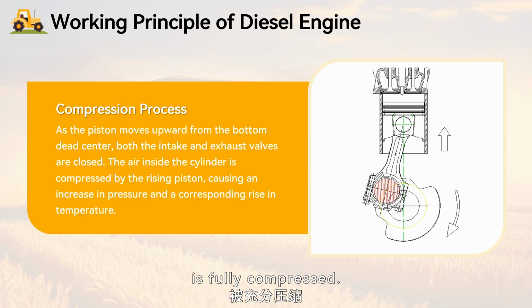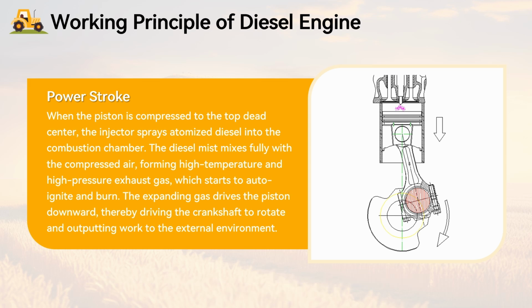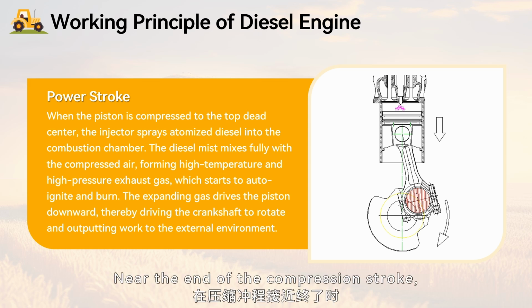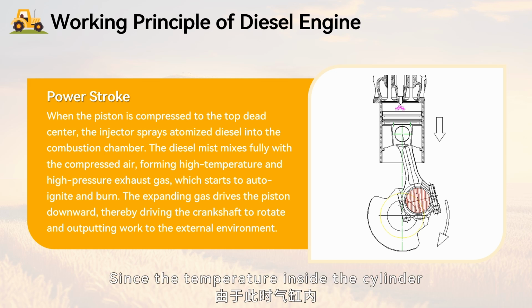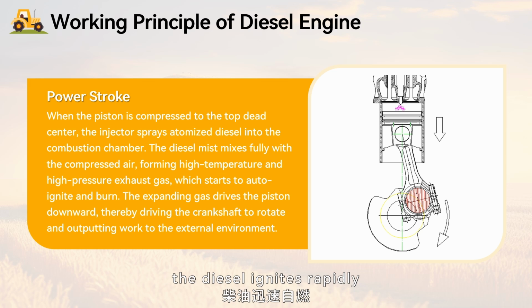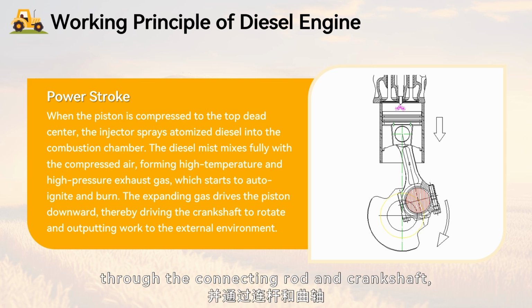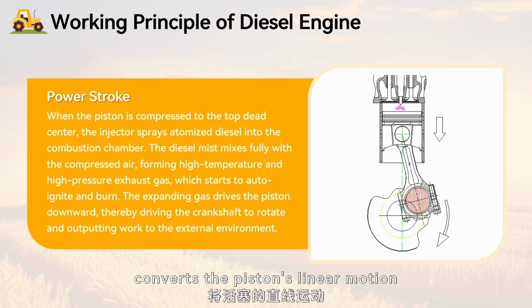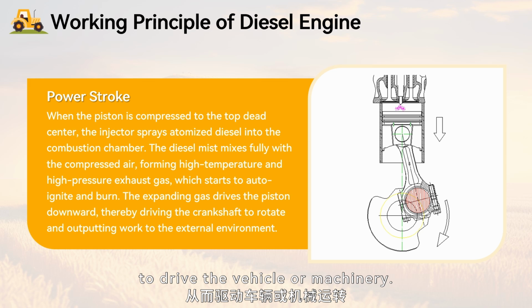3. Fuel injection and combustion process. Near the end of the compression stroke, the injector sprays high-pressure diesel into the combustion chamber. Since the temperature inside the cylinder is already sufficiently high at this point, the diesel ignites rapidly and produces high-temperature, high-pressure gases, releasing a large amount of energy. This force pushes the piston downward and, through the connecting rod and crankshaft, converts the piston's linear motion into rotary motion, outputting power to drive the vehicle or machinery.